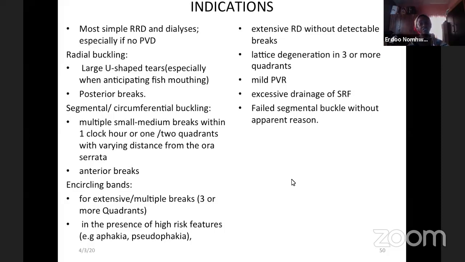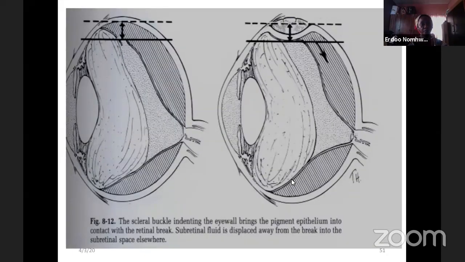Then there's extensive retinal detachment. If you cannot see the breaks, you can actually use an encircling band. And if there's lattice degeneration in 3 or more quadrants, that is also an indication. If you need to do an excessive drainage of subretinal fluid, it's an indication. Then for a failed segmental buckle without any obvious reason, you can actually use your encircling band if the segmental has failed before. So this is just a picture.